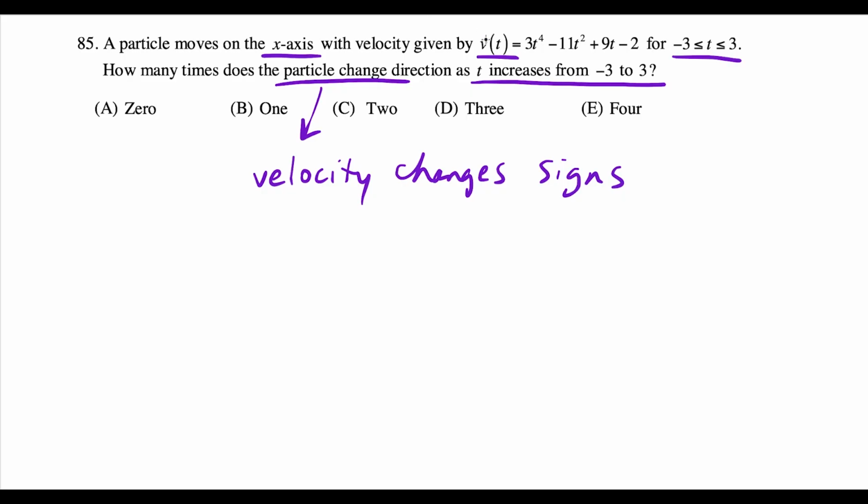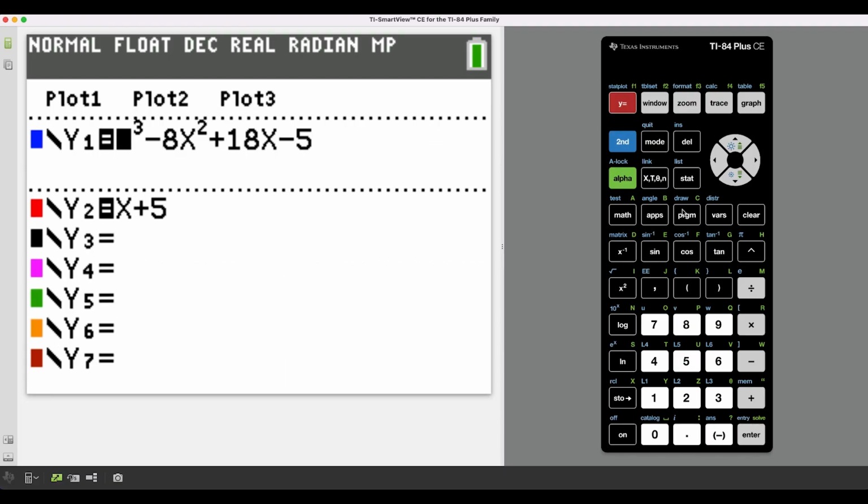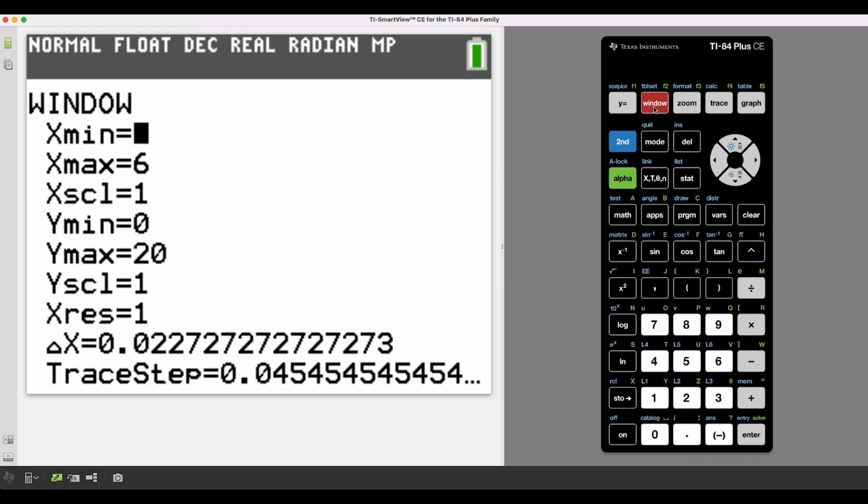All we need is a sign change to occur. So for this one, we're going to use the calculator to graph this function from -3 to 3 and see how many times it goes through the t-axis. So we're going to go to the y equals here, and we're going to clear out what we had from before. And for this one here, we have 3t to the fourth, but we're going to use x. So we have 3x to the fourth. And then we've got minus 11t squared, but once again, we're using x. And then plus 9t, or 9x, and then minus 2. And the window, remember, we're going from -3 to 3. So we're going to switch the x minimum to -3 and the x maximum to +3.